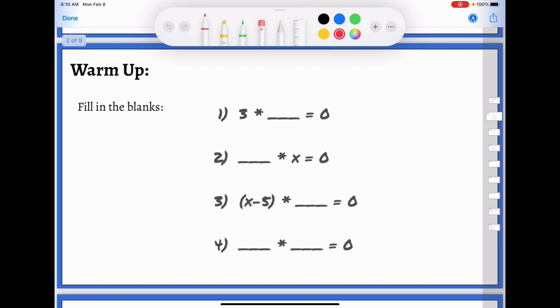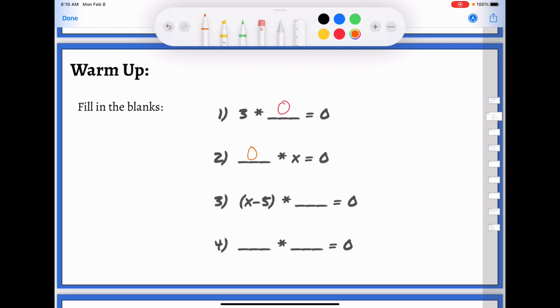All right, I hope these were pretty easy, right? 3 times what equals 0? Well, 3 times 0 equals 0, right? Number 2, blank times x equals 0. What times x would make the whole thing equal 0? It will have to be 0 times x, right? So I notice in the first one, 3 times 0, if 0 is the second number when I'm multiplying, the whole thing equals 0.